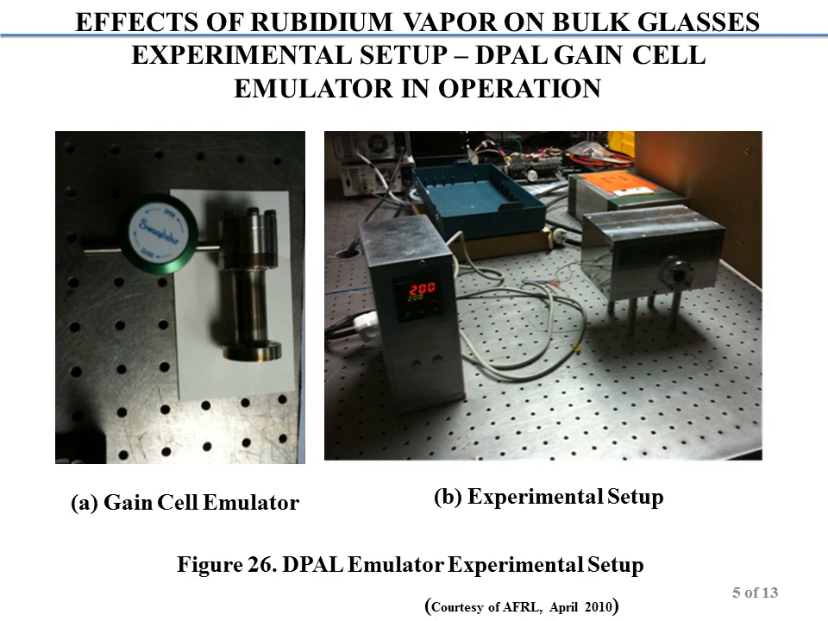In the next slide, this is the balance of the experimental setup. As you can see, temperature readout at 200 degrees Celsius, and the sealed DPAL emulator in the oven off to the right.